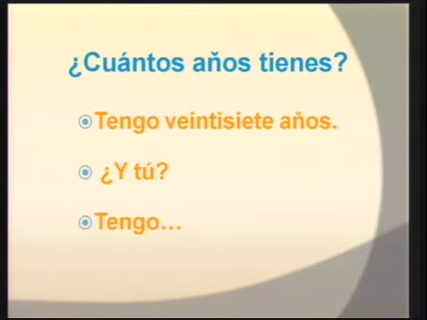Okay, that's it for numbers for now. We'll learn numbers from 100 to infinity later in the semester. But for now, that's it for the numbers. Gracias.